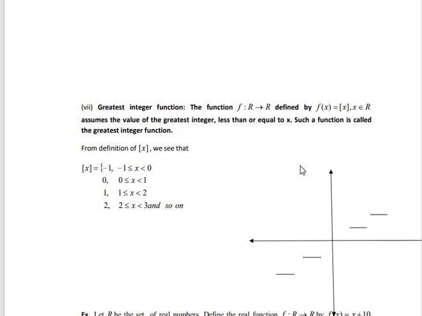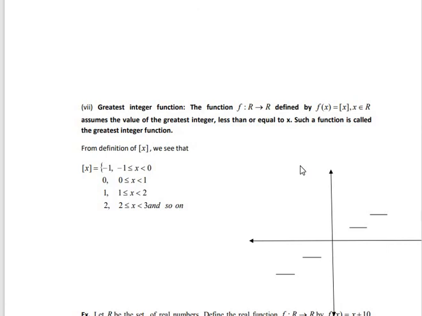If I choose the value of x as -0.5, then also you will get the value of box x as -1. That means for any real number between -1 and 0, you will get -1. Similarly, when x lies between 0 and 1, including 0, you will get the value of box x as 0.